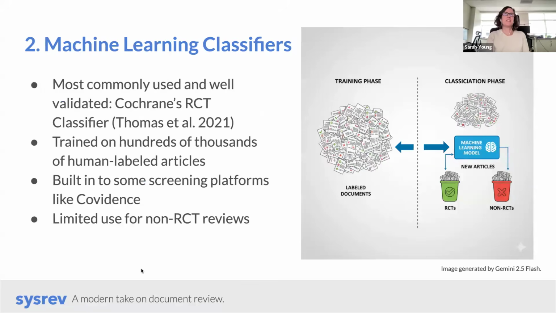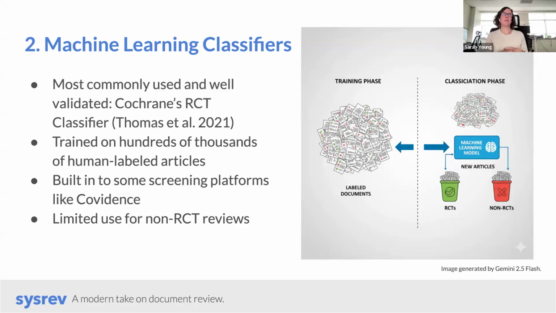Okay, so another way machine learning is used, I think, again, probably fairly routinely in systematic reviews is with a classifier. So this is a machine learning model that has been trained on many, many thousands of human-labeled or human-reviewed articles to create a model that can just classify articles into groups. This is often done with study design, and in particular, most often done with randomized control trials.